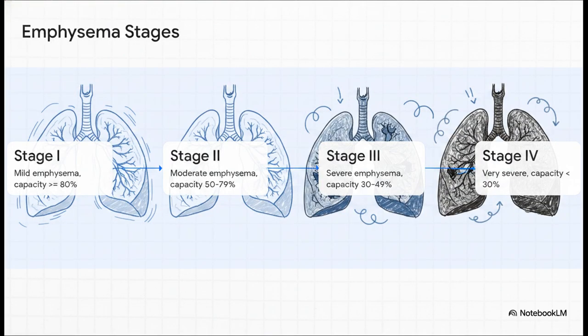Let's quickly step through the 4 progressive stages of emphysema. These are based strictly on lung capacity percentages. We start at stage 1, mild, where capacity is at 80% or more. Then we drop to stage 2, moderate, which is 50 to 79%. By stage 3, severe, that capacity plummets down to the 30 to 49% range. And finally, stage 4, very severe, hits when capacity drops below 30%. It's a really harsh, progressive decline if the underlying causes aren't managed.